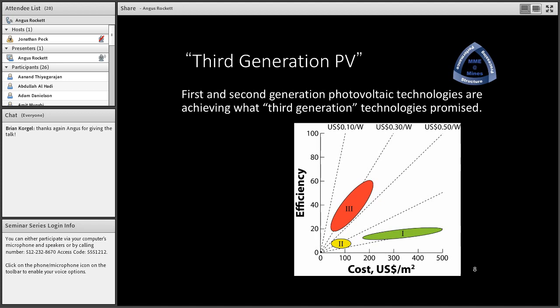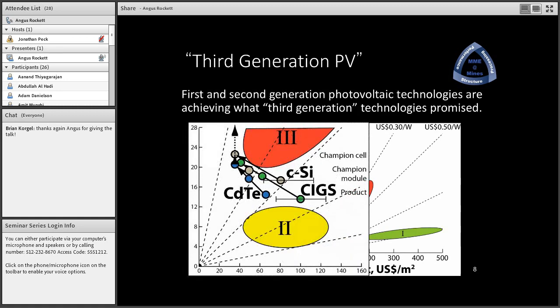I want to make a couple of comments here about the thin film technologies in terms of competing with the concept of the third generation technologies that have been discussed. First generation, of course, is silicon. Second generation are cadmium telluride and CIGS. Third generation are some of the novel concepts that are being pursued. And this famous representation here is an argument for why you'd need to go to third generation technologies. I just want to put the first and second generation technologies on this chart.